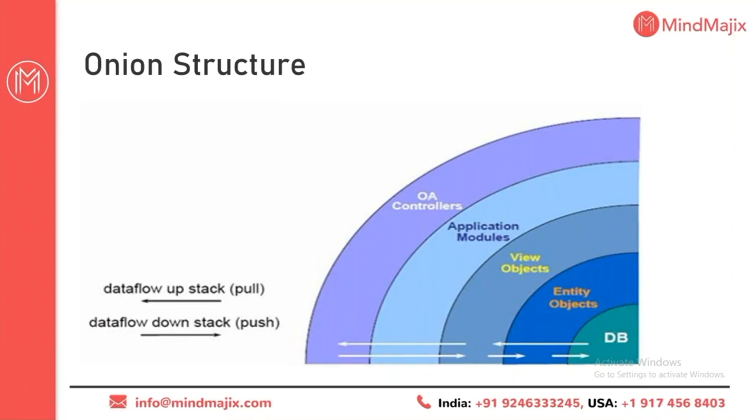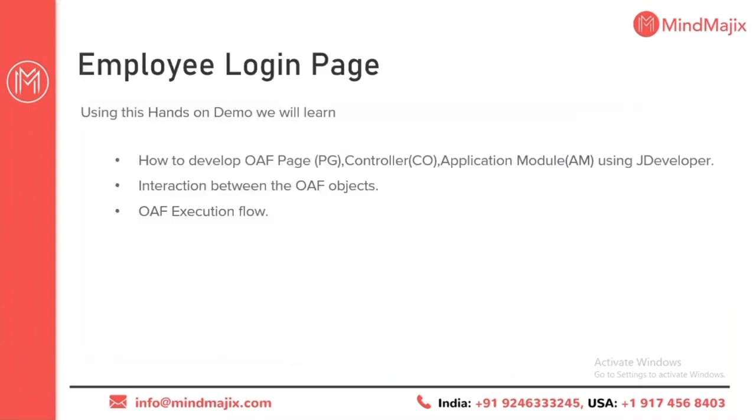So this is about the online structure. Now let us see hands-on on the employee login page. What we'll learn using this employee login page is how to develop a page, controller, and application module using JDeveloper, and also how it will interact with the objects in JDeveloper, how the page, CO, and AM interact, and we'll see the execution flow of this code.